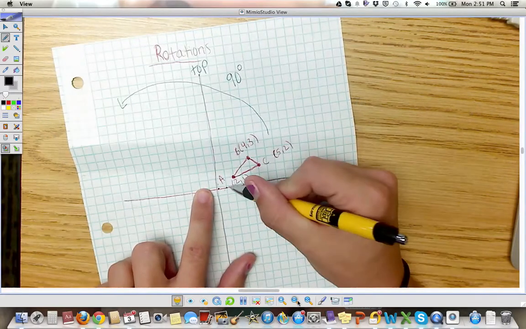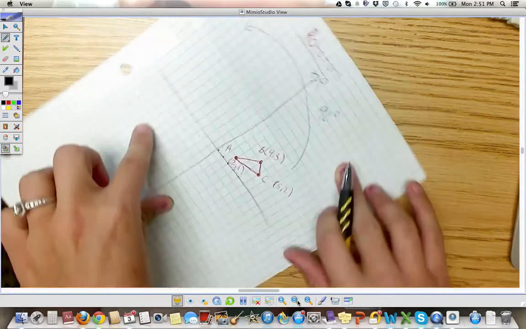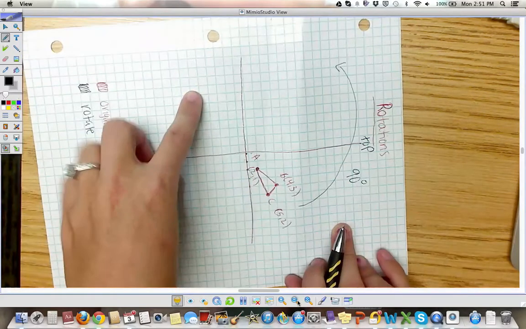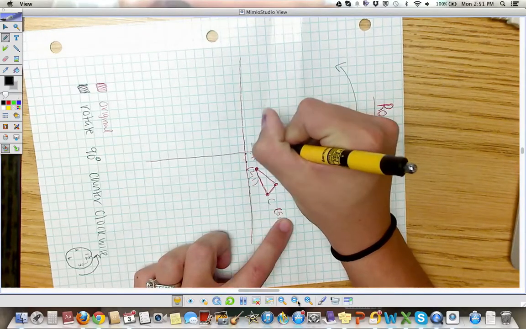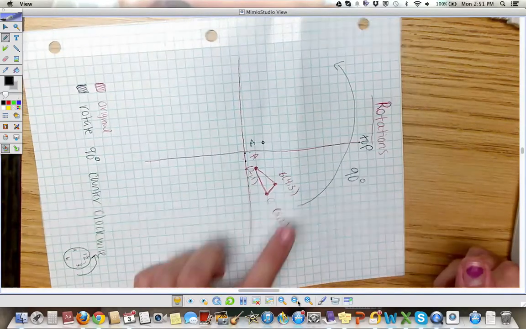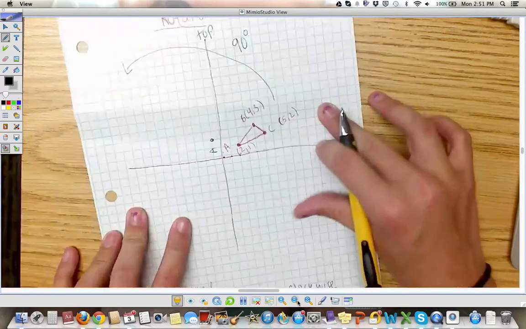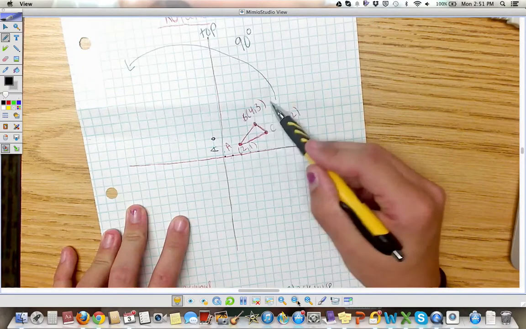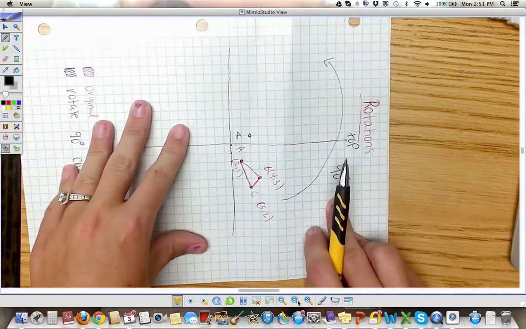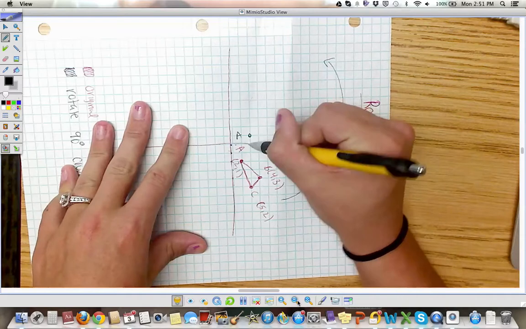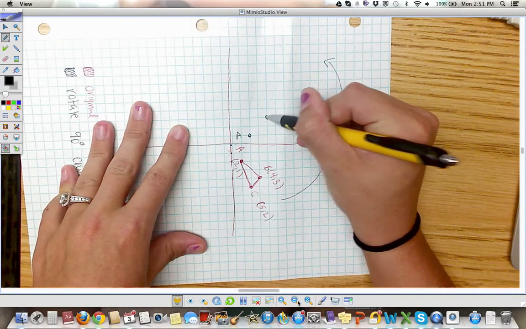A was 2, 1. If I turn it this way, so that the word rotations is now to my right, I'm going to make the point A by doing the same thing. Go 2, 1, A. Turn it back to where it was. B is 4, 3. Turn it back over. I'm going to do 4, 3 again. 1, 2, 3, 4. 1, 2, 3. That's my new B.